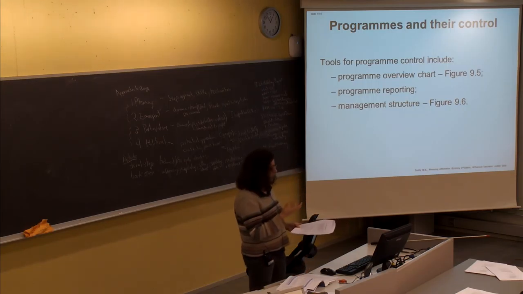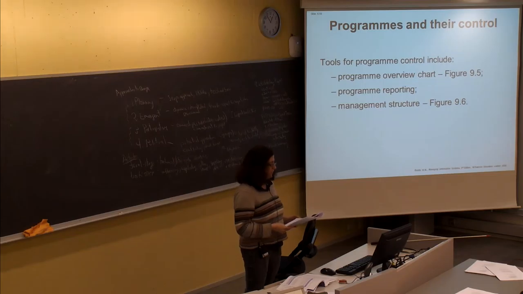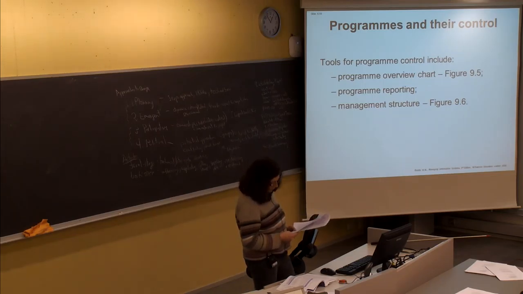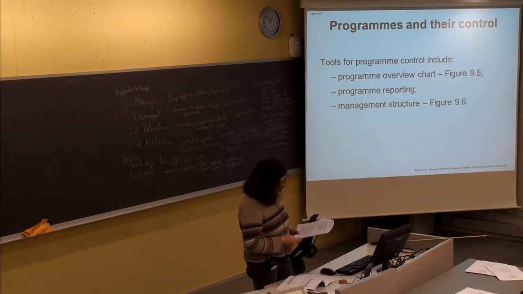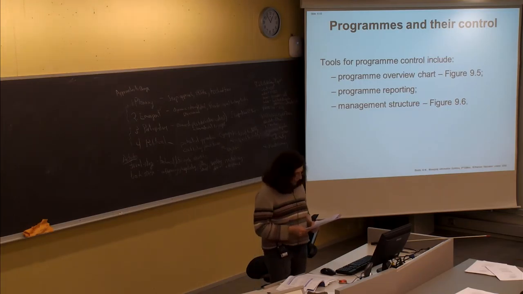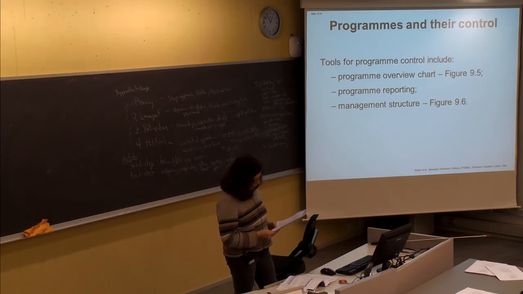The tools that are used to manage programs are, for example, the program overview chart on page 258, which is figure 95. And also there's a management process chart on page 260, that's figure 96. And then there's also program reporting.